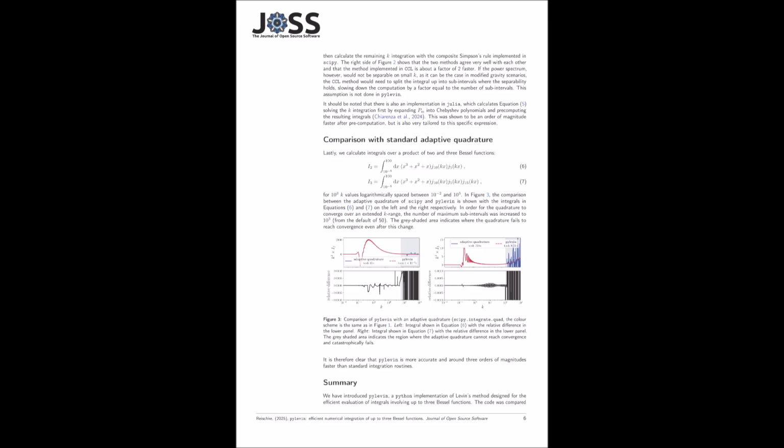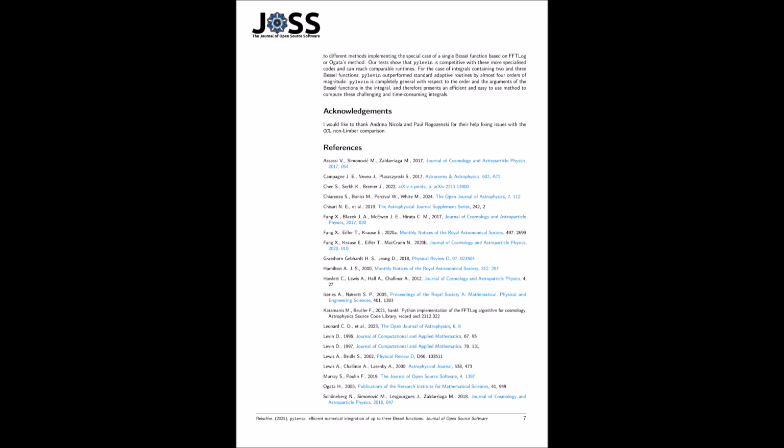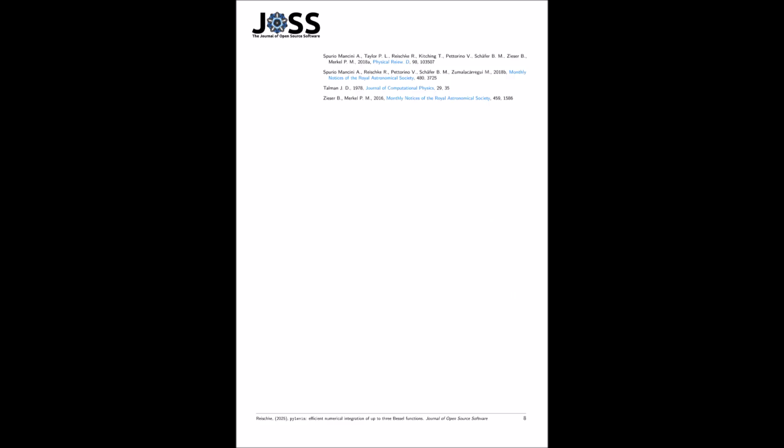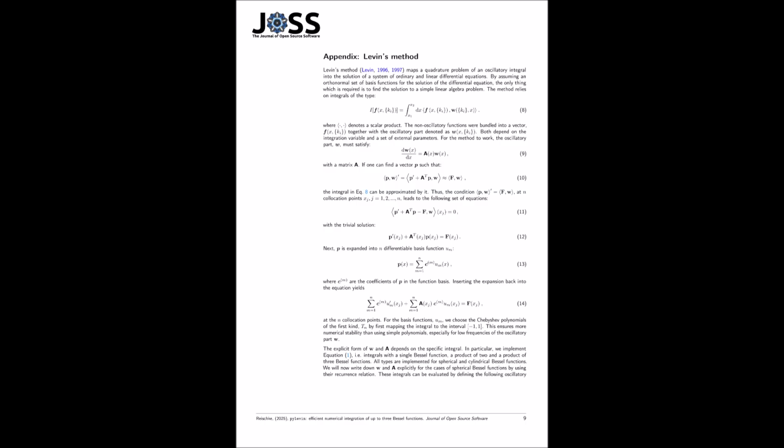And the paper actually gives specific examples of how to apply Levin's method to integrals with one, two, or three spherical Bessel functions. So it covers all the bases. The details get a little messy, but the general idea is the same: you transform the integral, find P, and approximate the integral. It's like a master key.